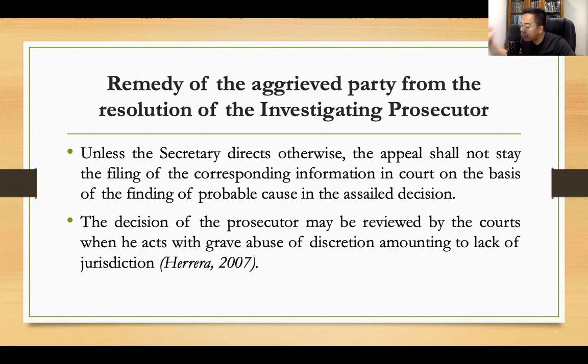Even if you have elevated the matter on appeal, the filing of the information in court is not suspended. Meaning, even if you appealed your case to the Secretary of Justice, it will not suspend the filing of the information in court. Okay? Now, the decision of the prosecutor may be reviewed by the courts when he acts with grave abuse of discretion amounting to lack of jurisdiction. Okay.